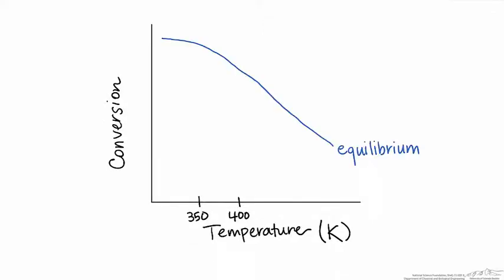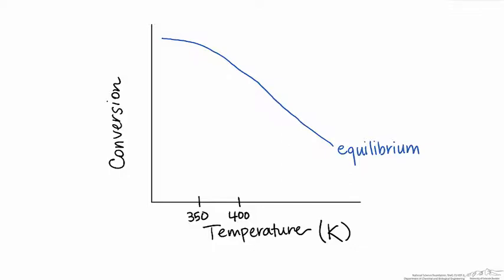Now, for an exothermic reaction, we expect that the equilibrium conversion, which is the maximum conversion that we can achieve for a reversible reaction, is going to decrease as we increase the temperature. Since heat is a product of the reaction, increasing the temperature lowers the amount of conversion that we can achieve. And we can show that qualitatively like this.